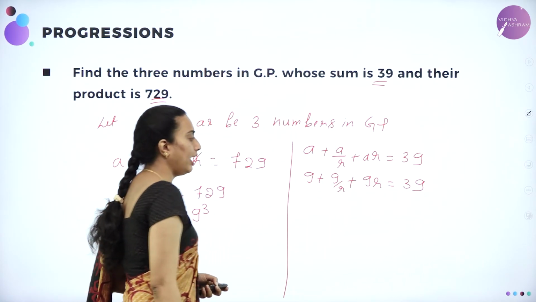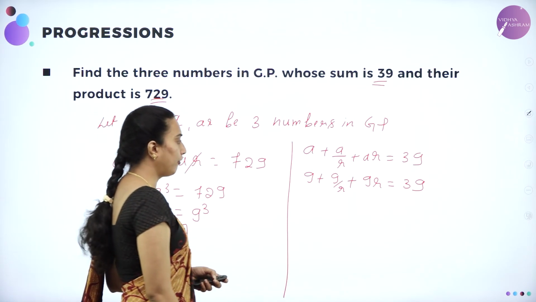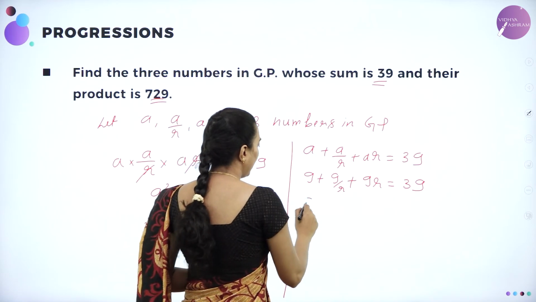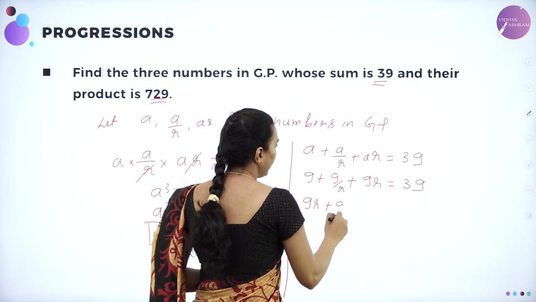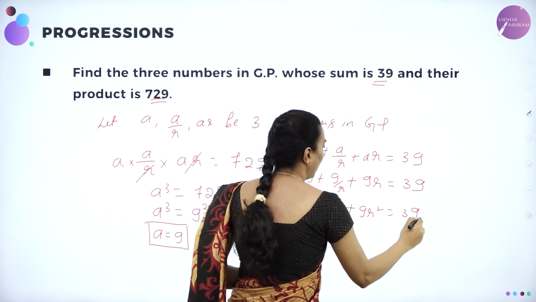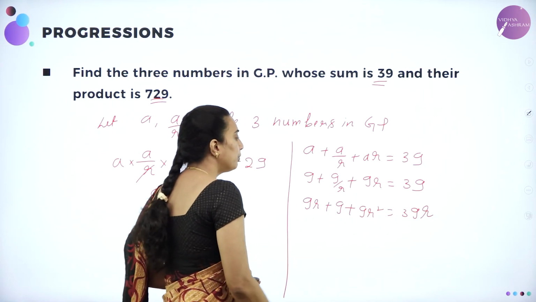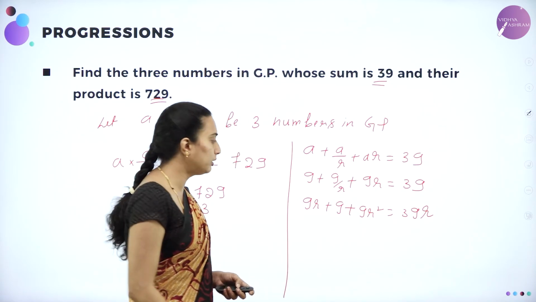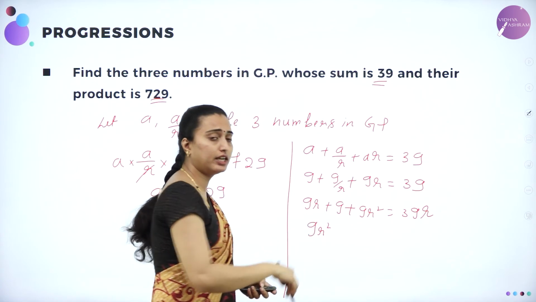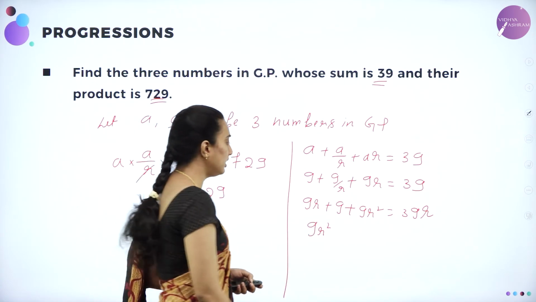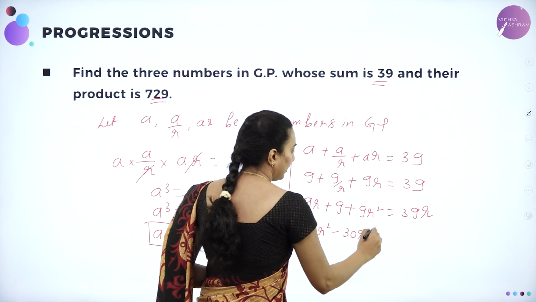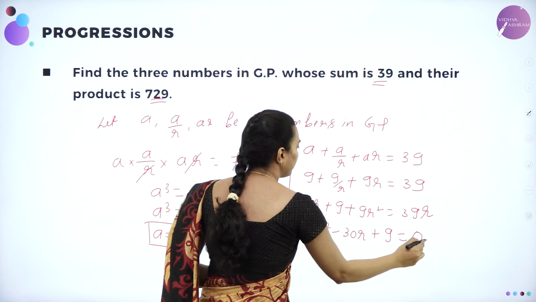Now you can take the LCM as r, so you can multiply throughout by r. You can get 9r plus 9 plus 9r squared is equal to 39r. Otherwise, you can take 39r to this side. It will become 9r squared, 9r minus 39r will be minus 30r. So, 9r squared minus 30r plus 9 is equal to 0.